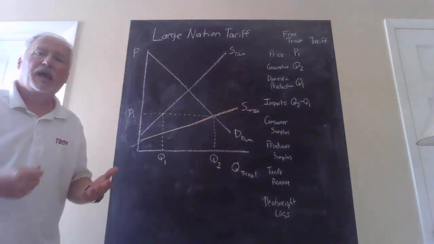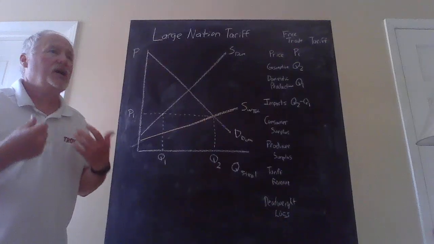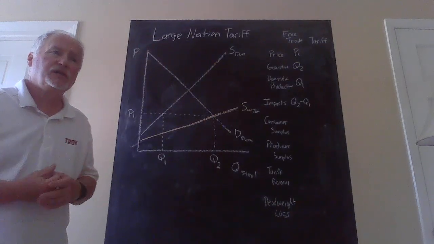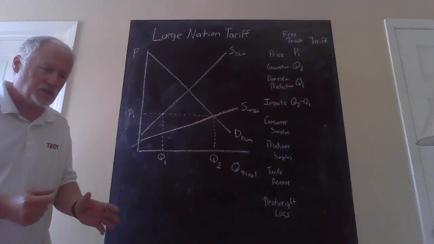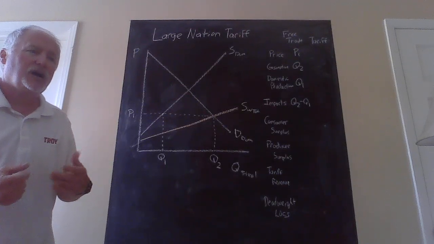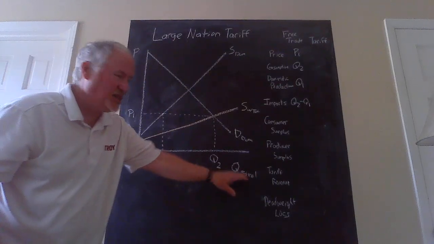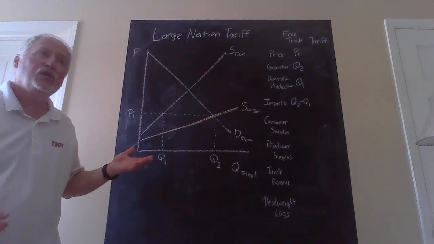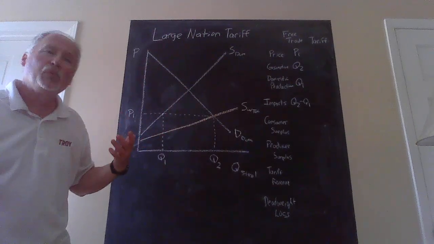A tariff is a tax. It's a special type of tax called a commodity tax. Commodity taxes shift the supply curve up. As I explained in the video for the small nation tariff, a tariff is a discriminating tax. It does not apply to all units of the good. If this is, say, steel, then it does not apply to all steel. It does not apply to domestic steel. It only applies to imported steel.